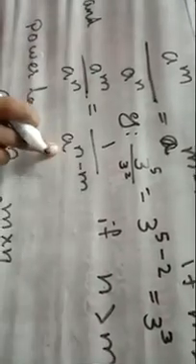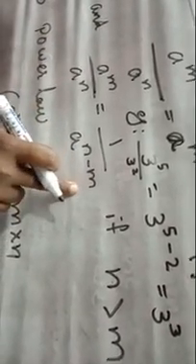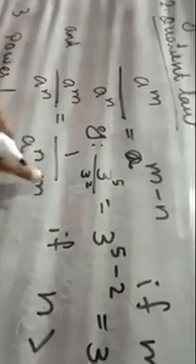One condition is there: m is greater. And if n is greater than m, that is, in the denominator the power is greater, how to do? a raised to m by a raised to n is equal to 1 by a raised to n minus m. Not m minus n, n minus m. Take the reciprocal and change the order. If n is greater than m, if the denominator's power is greater, then 1 by a raised to n minus m.